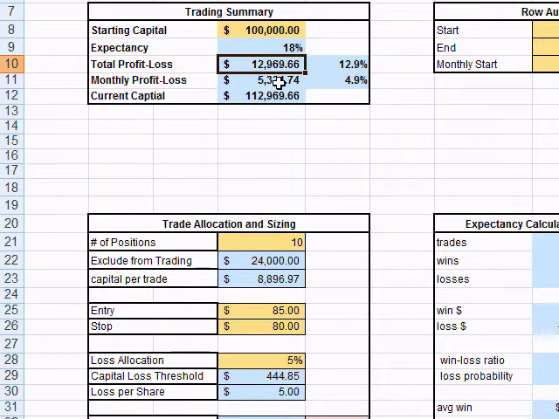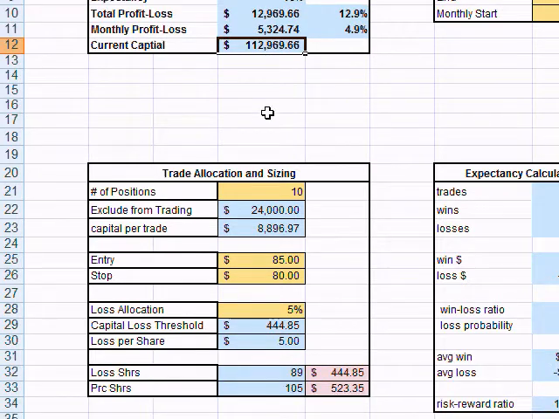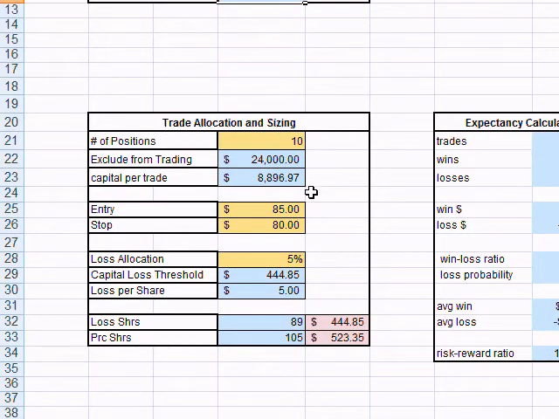I track it at both a total and a monthly level, and I come up with my current capital. That's important to me to track what my profit and loss is, just to know that I'm doing okay. But it also affects my trade allocation and sizing, which is the other reason why I do this regularly, and I'm very anal about tracking each trade.